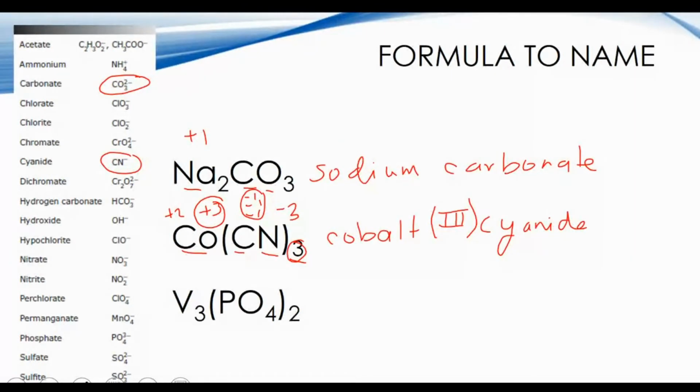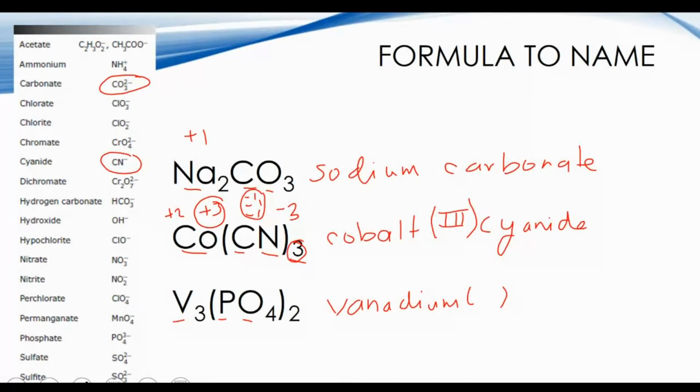Let's look at one more example. We have V, P, O. Got 3 different elements, which means that this is going to be a ternary, which means that it's going to have a polyatomic. So we have to find it on the list of the polyatomics on the left. So V stands for vanadium. And I know that vanadium is also going to have multiple oxidation numbers. So I know I'm going to need a Roman numeral at some point. And then PO4.